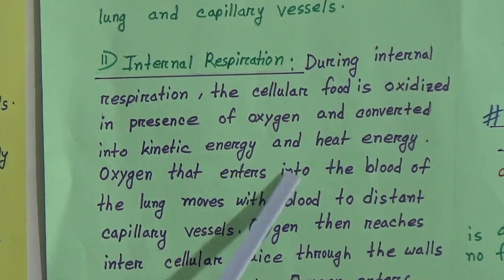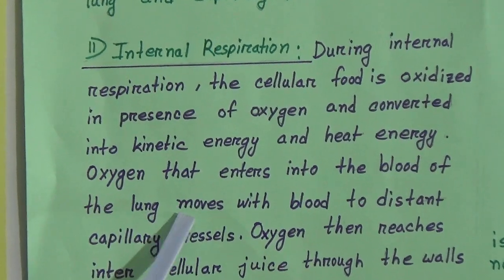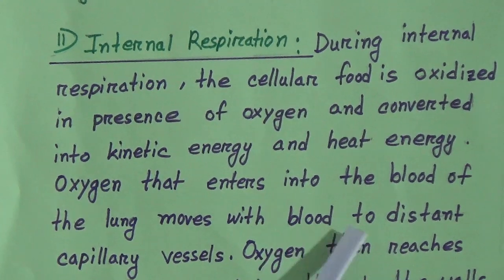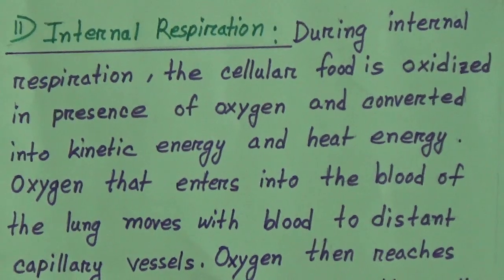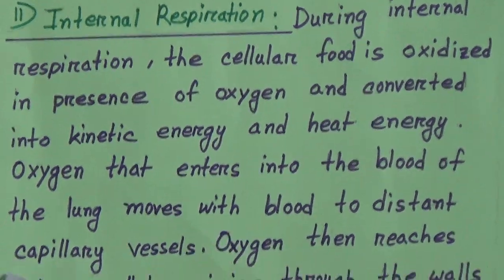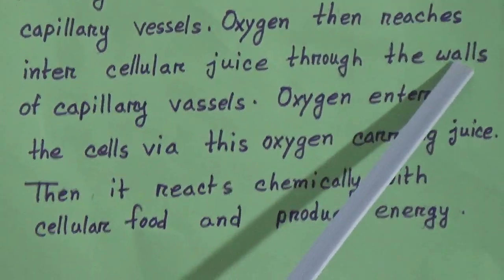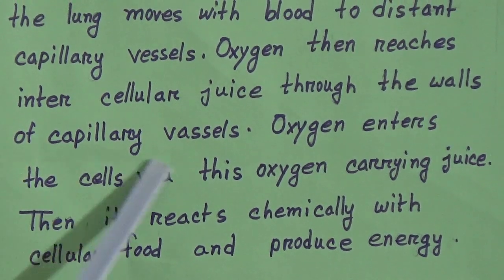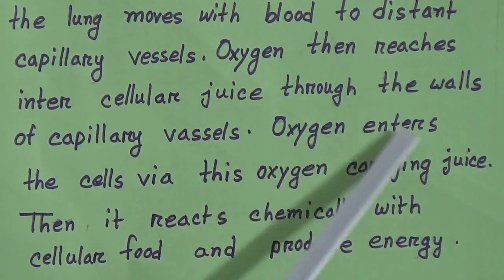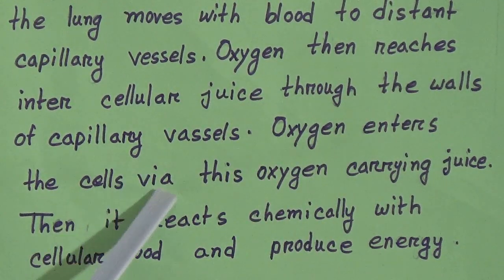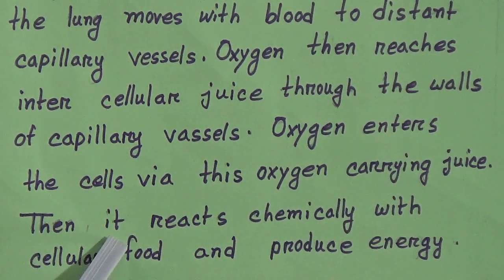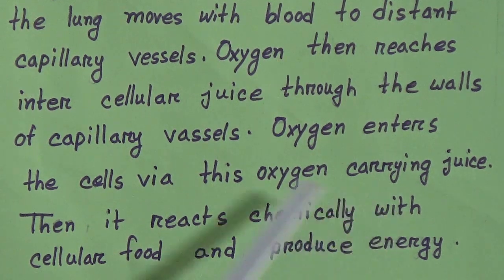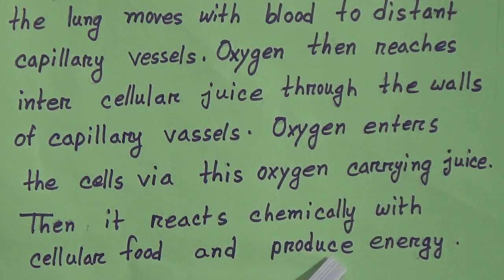Oxygen that enters into the blood of the lung moves with the blood to distant capillary vessels. Oxygen then reaches the intercellular juice through the walls of capillary vessels. Oxygen enters the cell via this oxygen carrying juice. Then it reacts chemically with cellular food and produces energy.